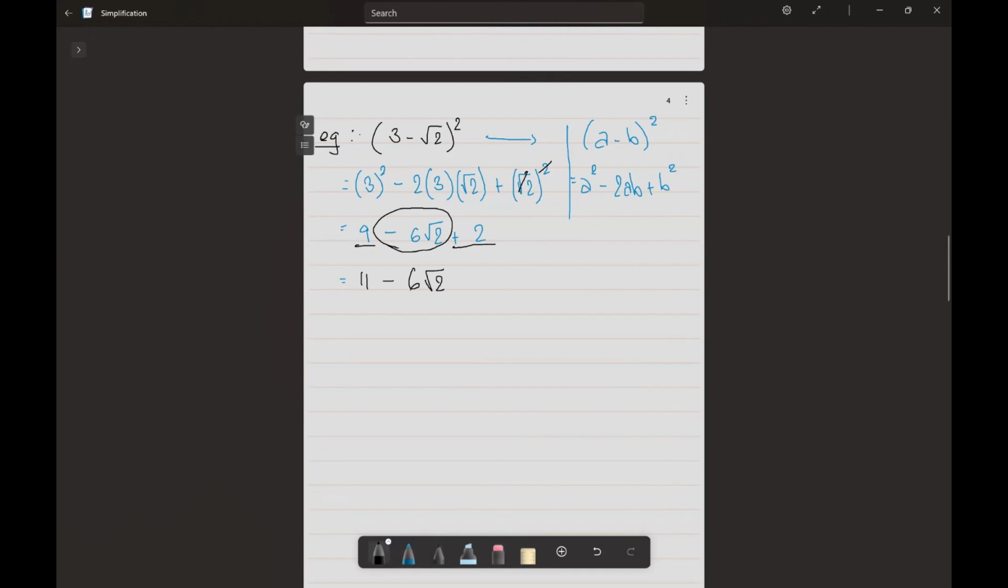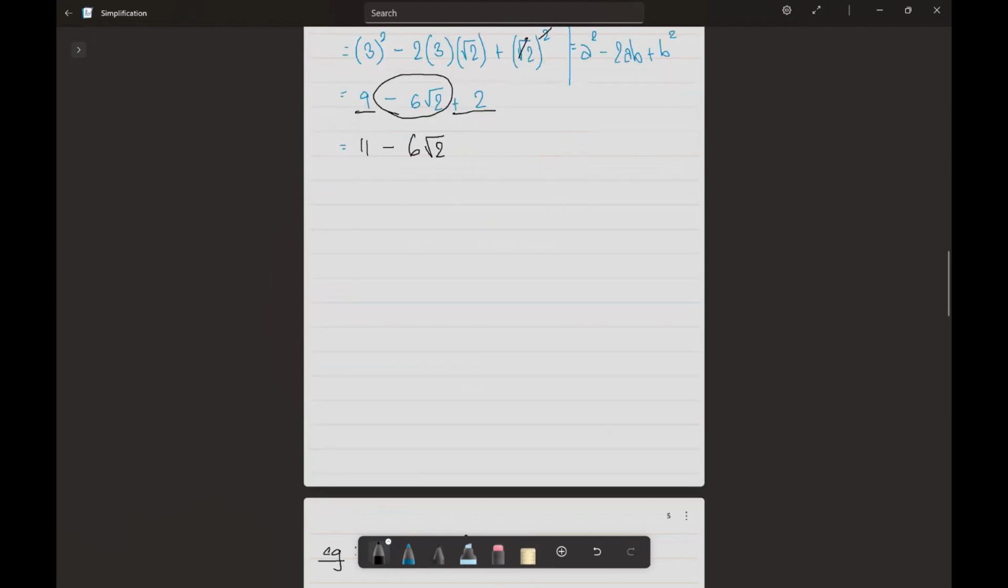You cannot add or subtract different types of roots. We know that here the root was root 2, and then with 9 and 2 we did not have any other roots, so we did not add 9 or 2, either of them, with 6 root 2.